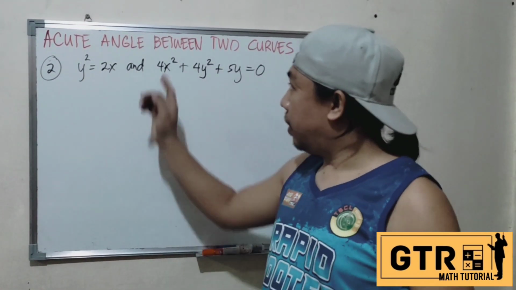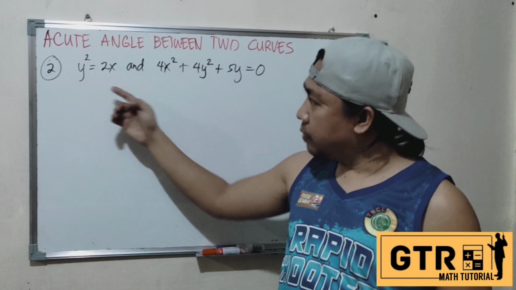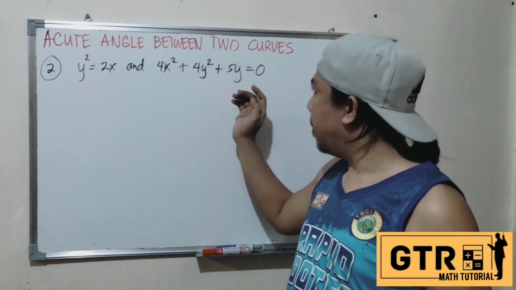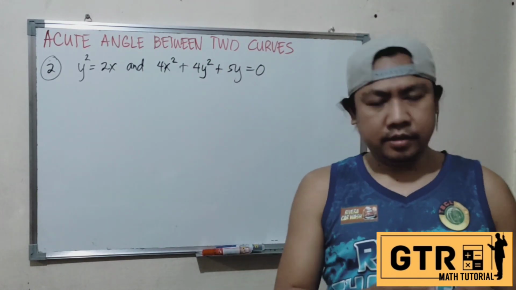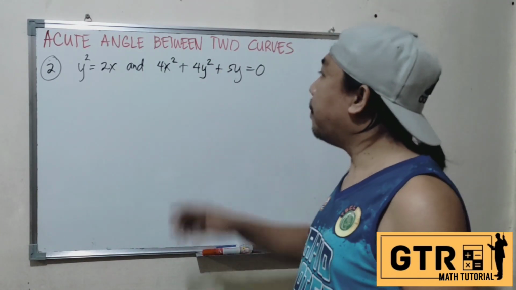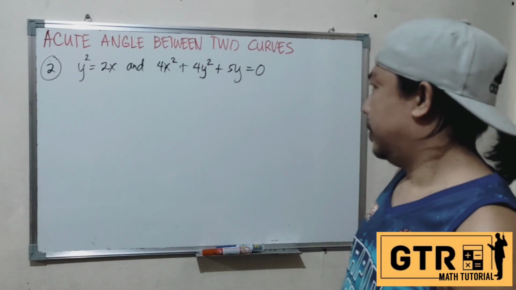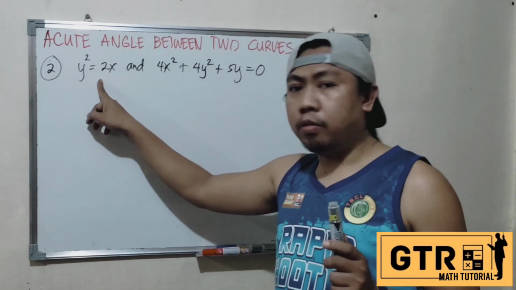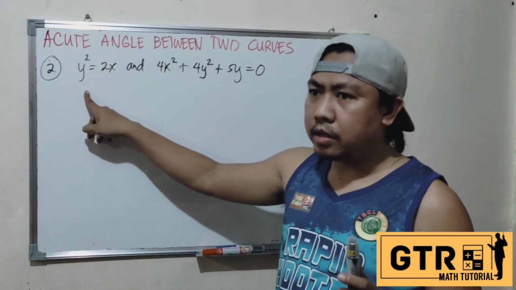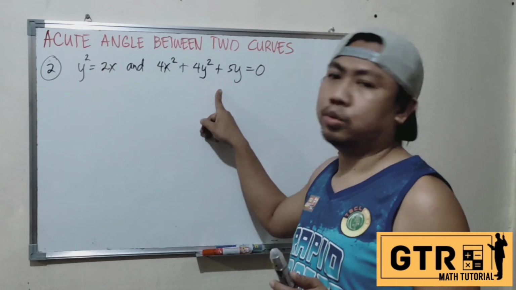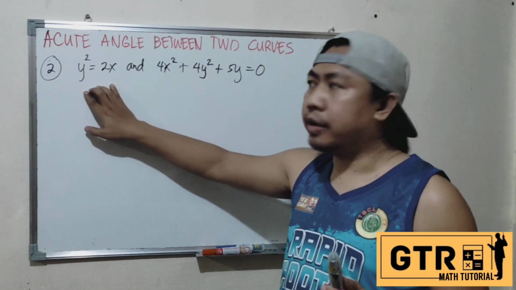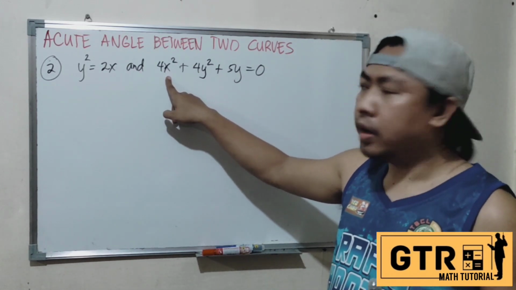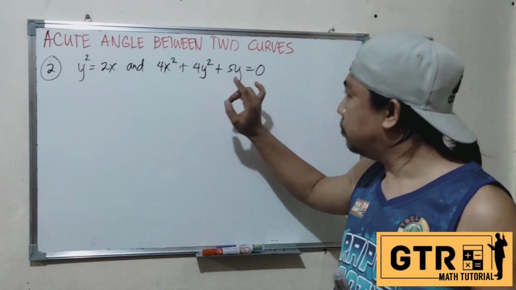Okay, number 2, find the acute angle between the two curves, y squared equals 2x and 4x squared plus 4y squared plus 5y equals 0. So first step, find the point of intersection. So either solve for x or y in equation number 1, and then substitute in equation number 2. So for this example, it's easier if we will solve for x, because there is only one x in equation number 2 and we have two y's in equation number 2.